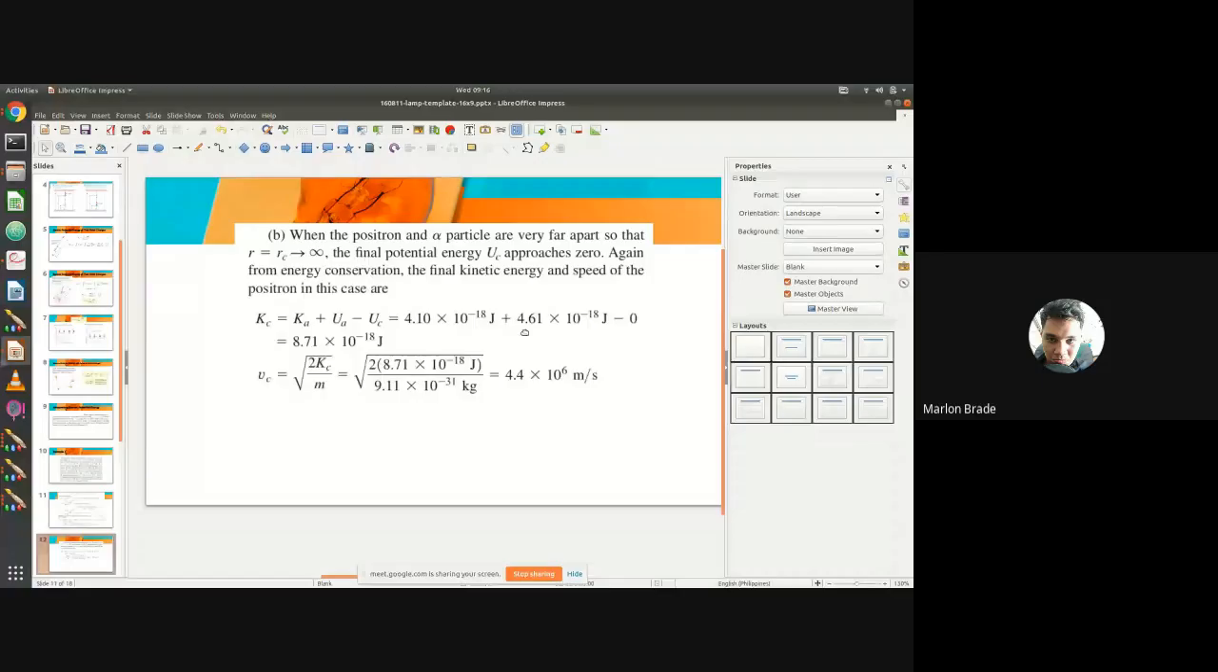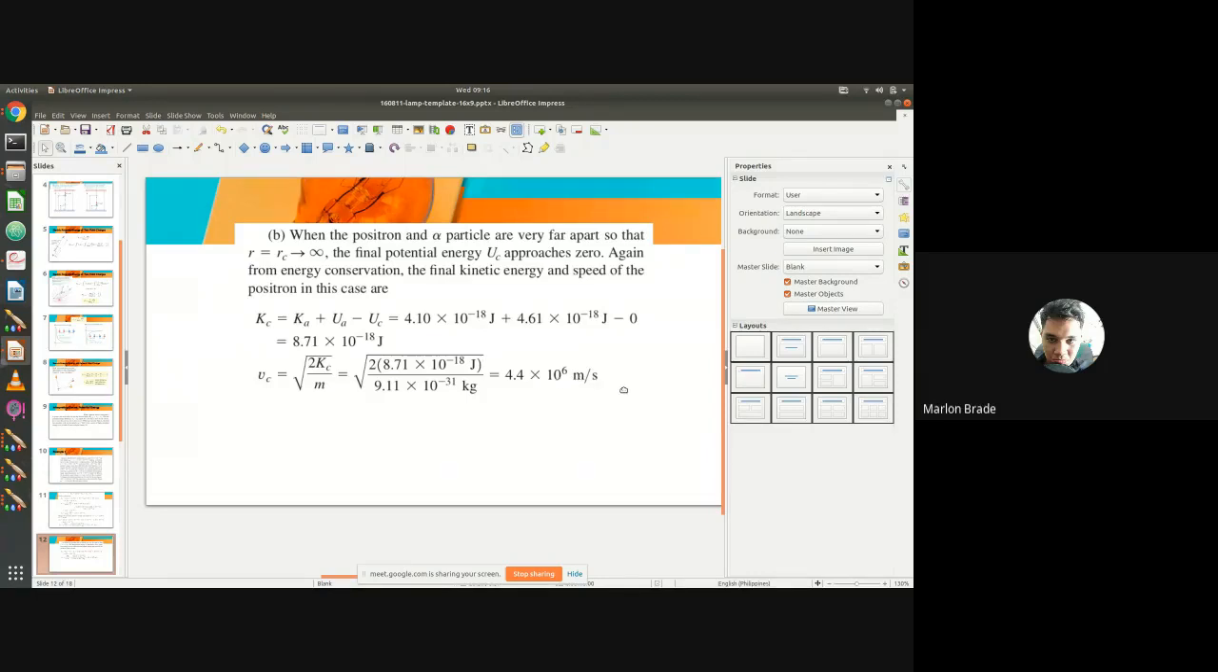R approaches infinity. So this means that the potential energy approaches 0. So if I solve this, with R at infinity, the potential energy is now 0. The kinetic energy is now 8.71 times 10 to the negative 18. It is bigger, so the velocity is bigger: 4.4 times 10 to the 6 meter per second.